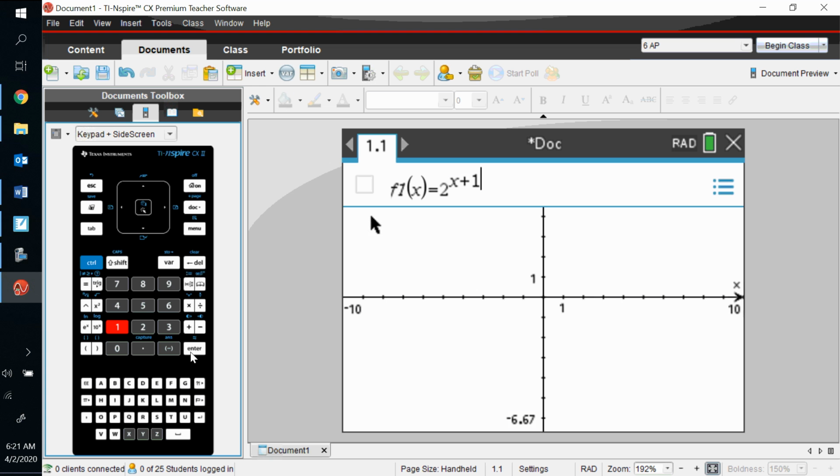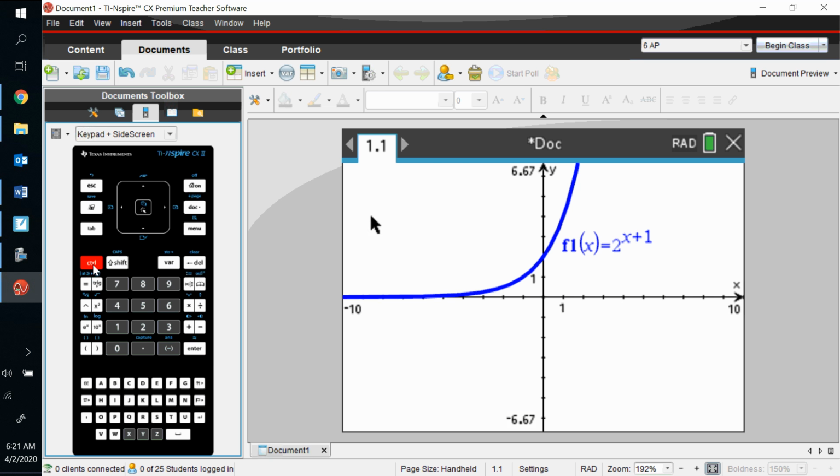Remember, if your calculator has died at this point, you can go to desmos.com, D-E-S-M-O-S dot com, and there's a free online graphing calculator there. You can use that to help you out.